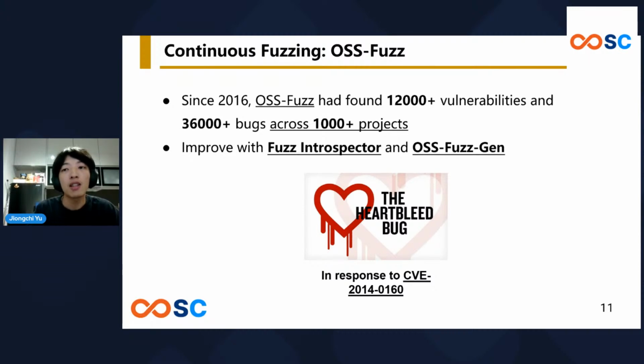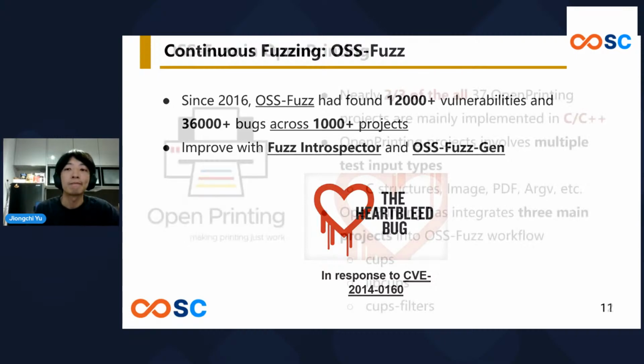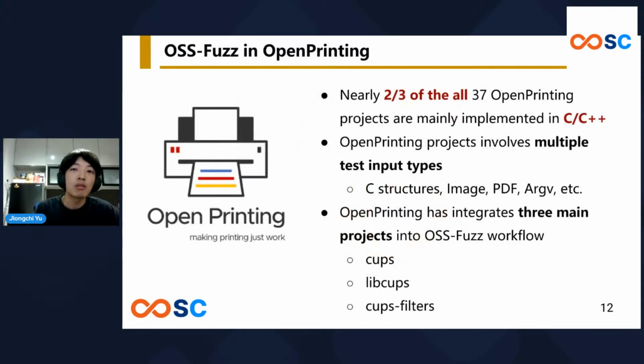To date, OSS-Fuzz has found around 12,000 vulnerabilities and 36,000 bugs across 1,000 projects, demonstrating its effectiveness. It is also evolving with Fuzz Introspector and OSS-Fuzz-Gen to help improve its performance, which I will introduce shortly later. Now I will introduce our experience of how we integrated the OSS-Fuzz service into OpenPrinting projects, which could be a good reference example for developers and other OSS projects.